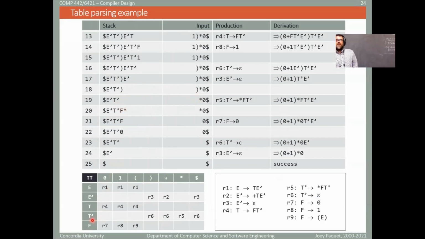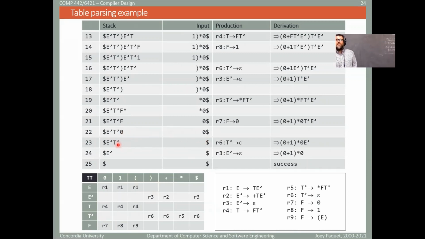T prime star is rule number 5. Rule number 5 is T prime gives star F T prime. So I remove the T prime and replace it by T prime F star. Then I have star, star, pop the star, go to the next token. F0. F0 is rule 7. Rule 7 is replace F by 0. So I pop the F and then push 0. Then I have 0, 0. This is a match, so pop 0, go to the next token.